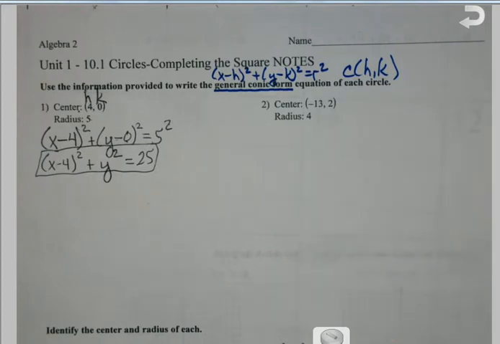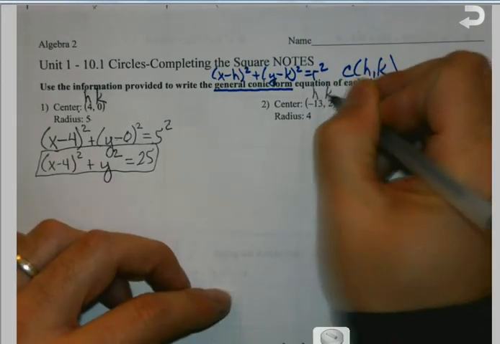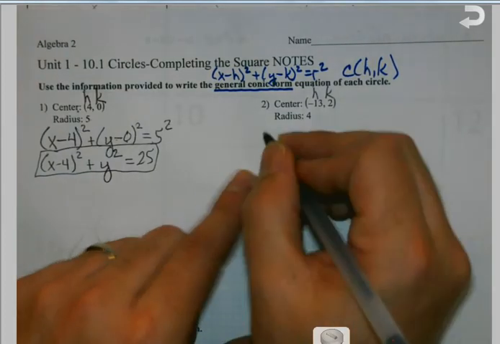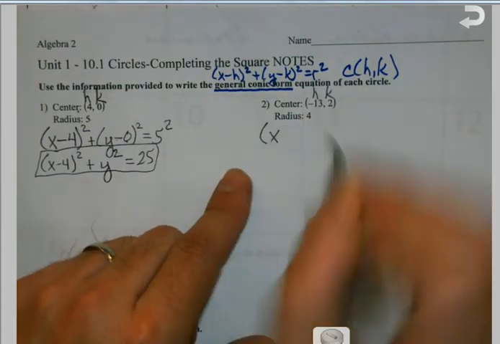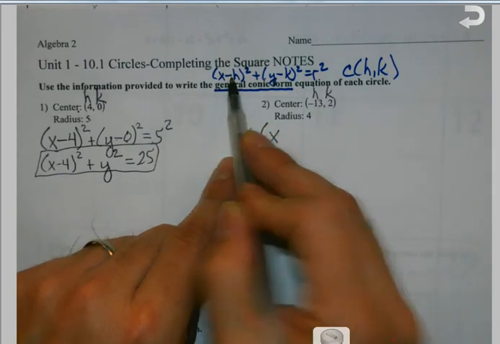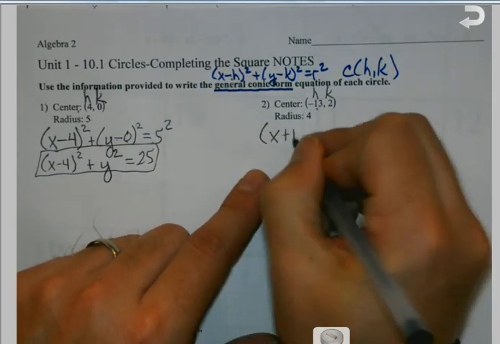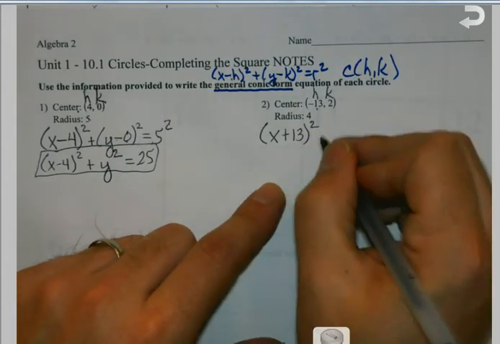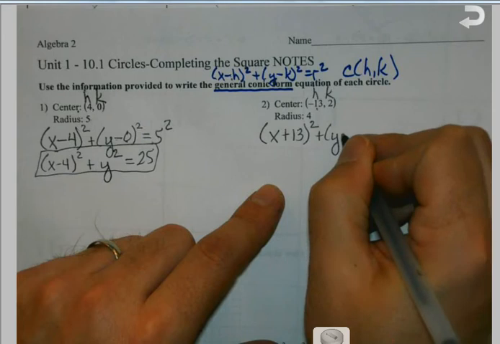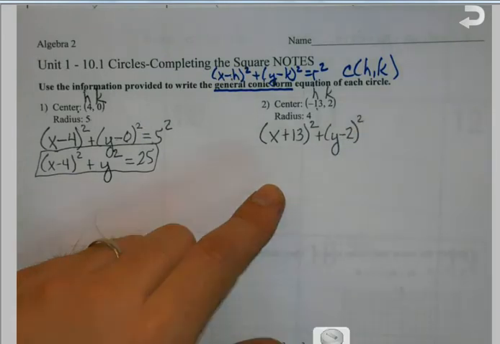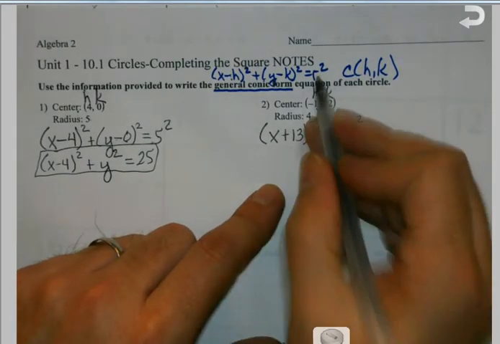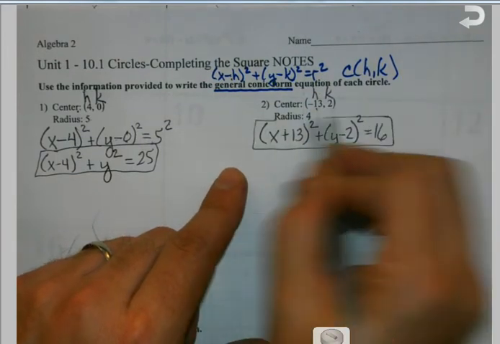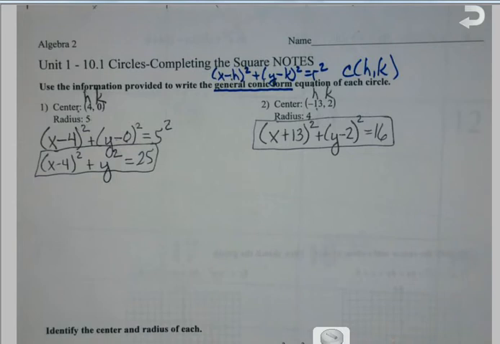If I'm ever given just the center and the radius, like I am on both of these, that's all I'm doing. On this one, we can even do it a little quicker. X, remember, it's the opposite of what h is. So this one, where it's a negative center, I'd have plus 13. Y minus k squared, and then my radius is 4, and I'm going to square it. So you just square it as the answer? Yep. And I'm good.